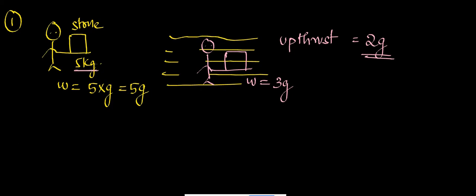Weight or upthrust are nothing but forces. The force formula is M into A, or if you take weight, M into G. Mass is 5 kg. If you take force, you also have to consider acceleration, right?